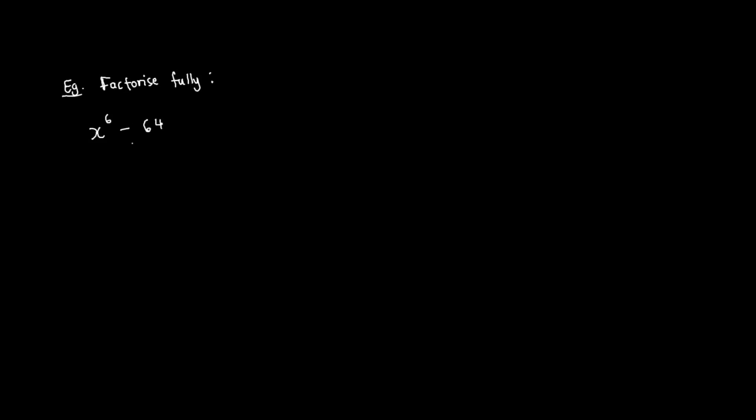Now wait, this does not look like the difference of two cubes. Why? Because we have an exponent of 6. But actually, it is, because remember the laws of exponents. A raised to the power of m, raised to the further power of n, is equal to a raised to the power of m times n. Okay, let's keep that in mind. What we can do is rewrite x raised to the power of 6 as x squared raised to the further power of 3, because 2 times 3 gives you 6, minus 64.